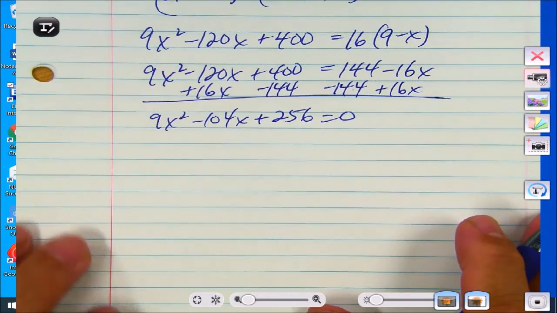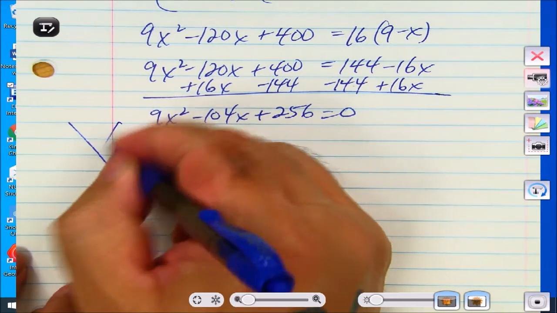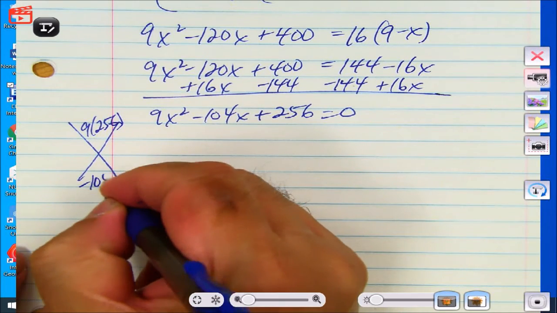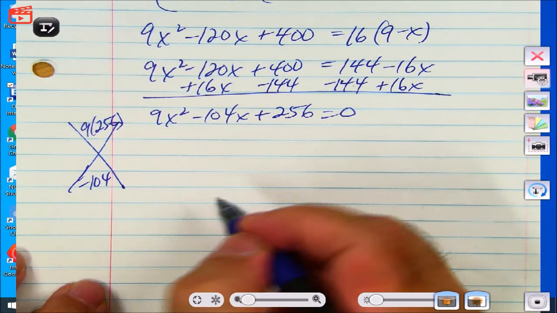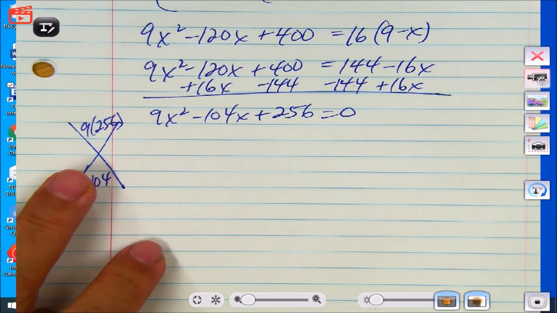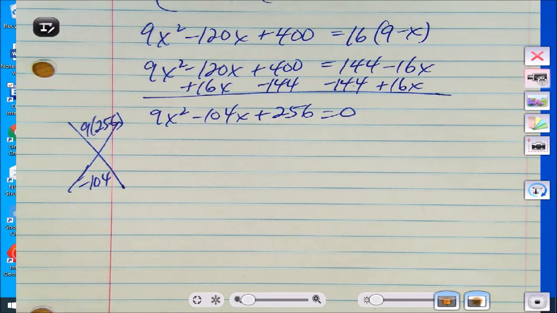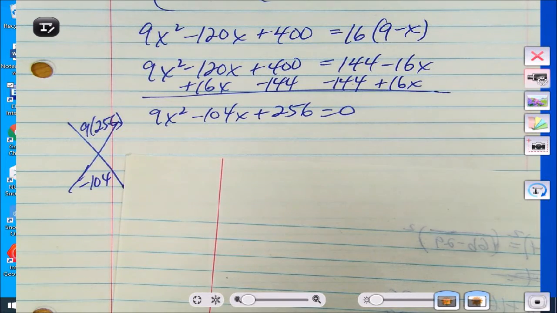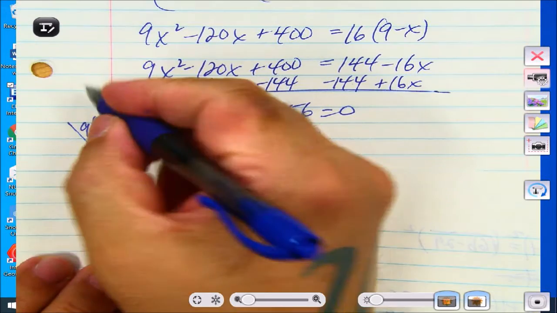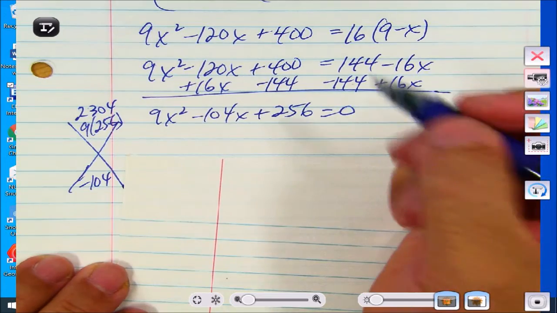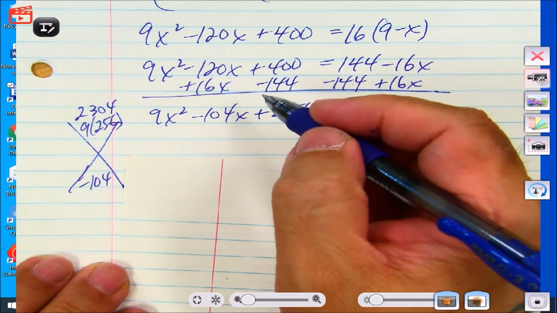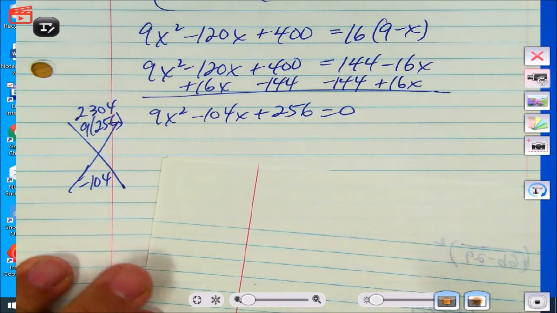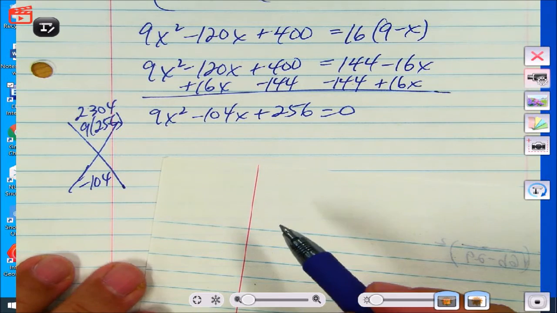Alright, here we go. So, it's going to be 9 times 256. What are the factors of 9 times 256 that combine to make negative 104? So notice, I didn't actually multiply 9 times 256. Usually we do 9 times 256 and get 2,304. If you're more comfortable dealing with 2,304, then deal with 2,304. Me, I didn't learn using the Lizzie method, so I had a different technique in my head.